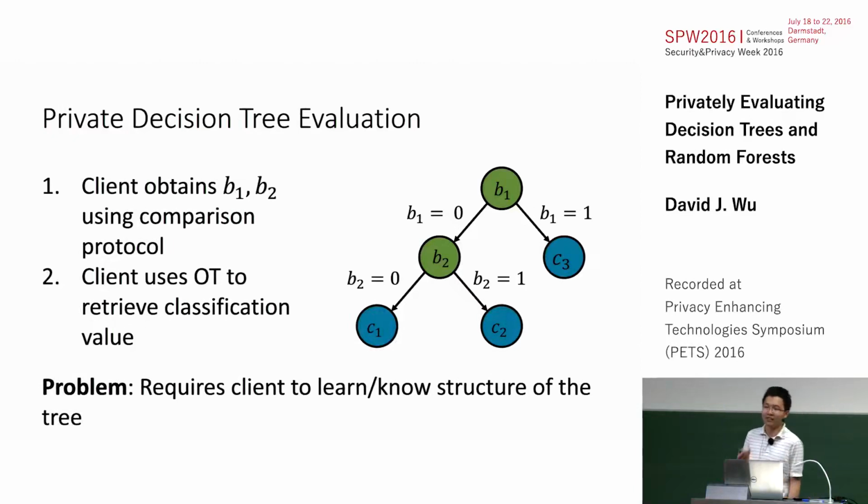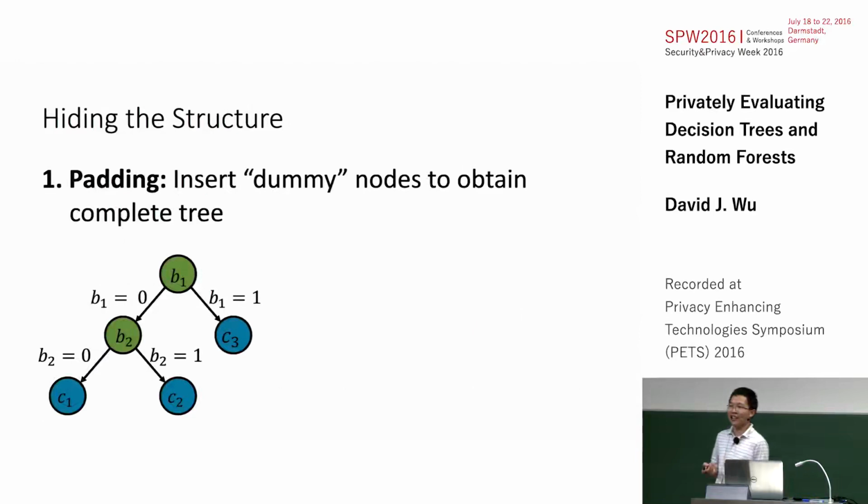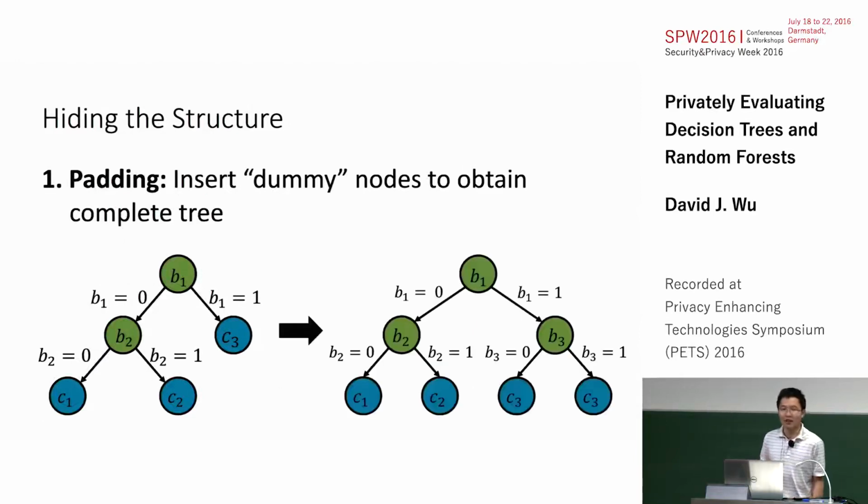It turns out that for semi-honest secure evaluation, it's actually quite simple. It contains two steps. The first step is, how do we hide the structure of the tree? One simple way is to insert a bunch of dummy nodes to pad the tree in order to obtain a complete binary decision tree. Of course, this does potentially incur an exponential cost in the worst case. But it means we can now reveal the structure of the tree. It's always a very simple tree. We just tell the client the depth of the tree, and now the client can compute the structure.